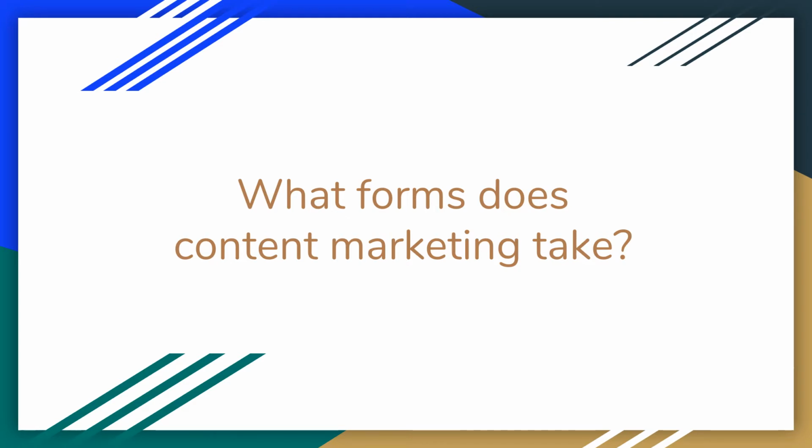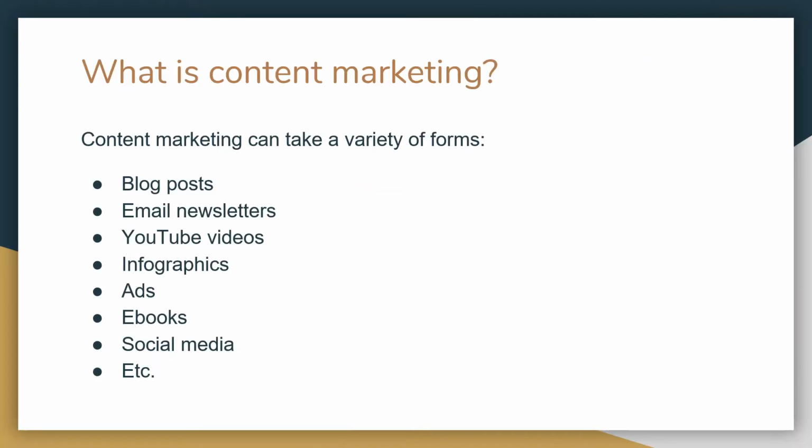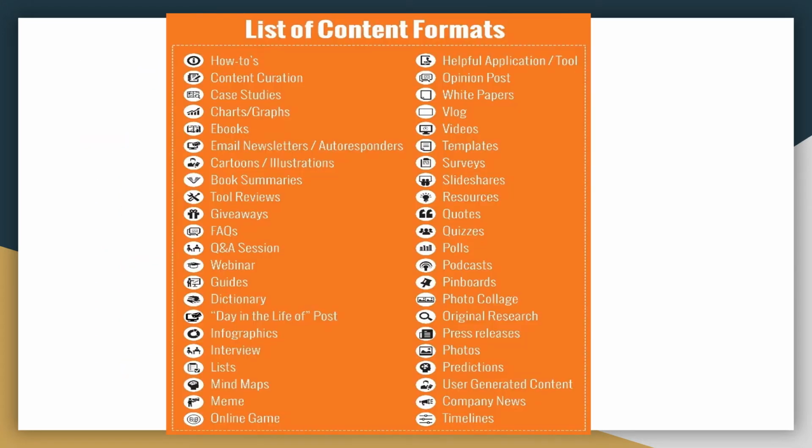Awesome. So answers that I often receive to this question, and some of the most common forms of content marketing that I see are things like blog posts, email newsletters, YouTube videos, infographics, ads, ebooks, social media, and so on. But it does not end there. There are loads of forms that content marketing can take. I pulled this list from HubSpot, and as you can see, the sky is the limit, right?